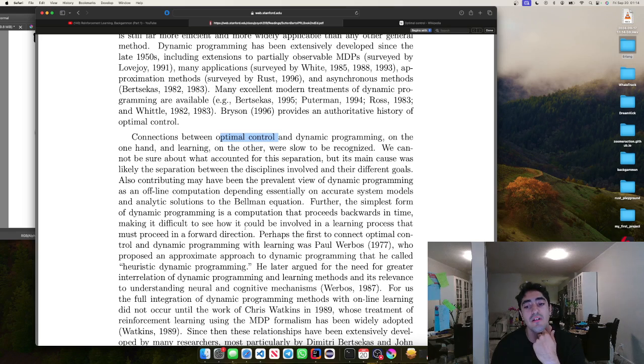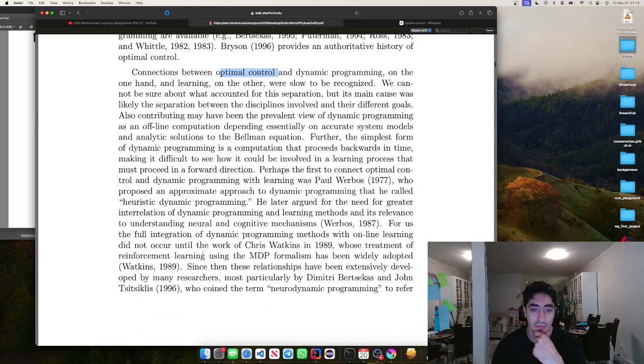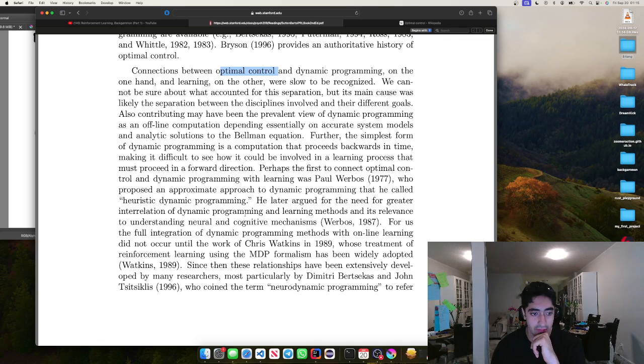Perhaps the first to connect optimal control and dynamic programming with learning was Paul Werbos, who proposed an approximate approach to dynamic programming that he called heuristic dynamic programming. He later argued for the need for greater interrelation of dynamic programming and learning methods and its relevance to understanding neural and cognitive mechanisms.